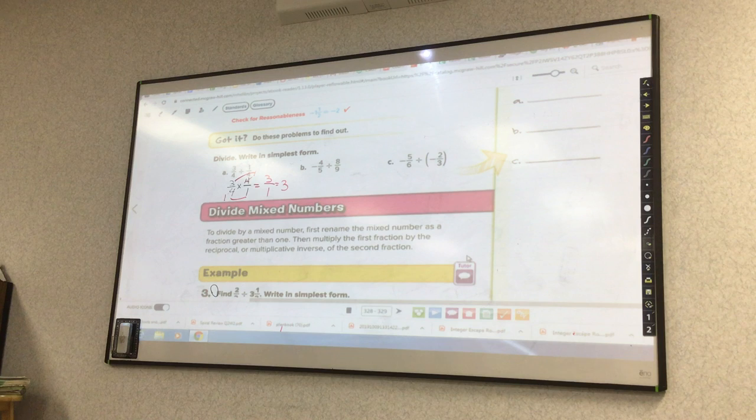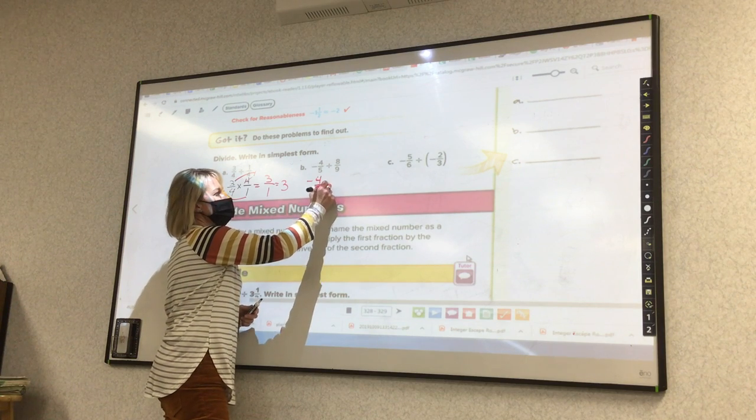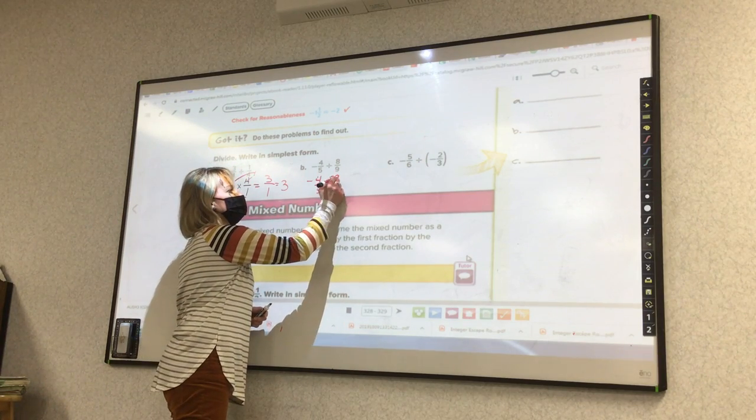While you're standing, take a second and look. What kind of signs do I have? One negative. Division becomes multiplication, and then I flip these two around, and I don't want to say flip, I want to say reciprocal. And then I got 9/8.